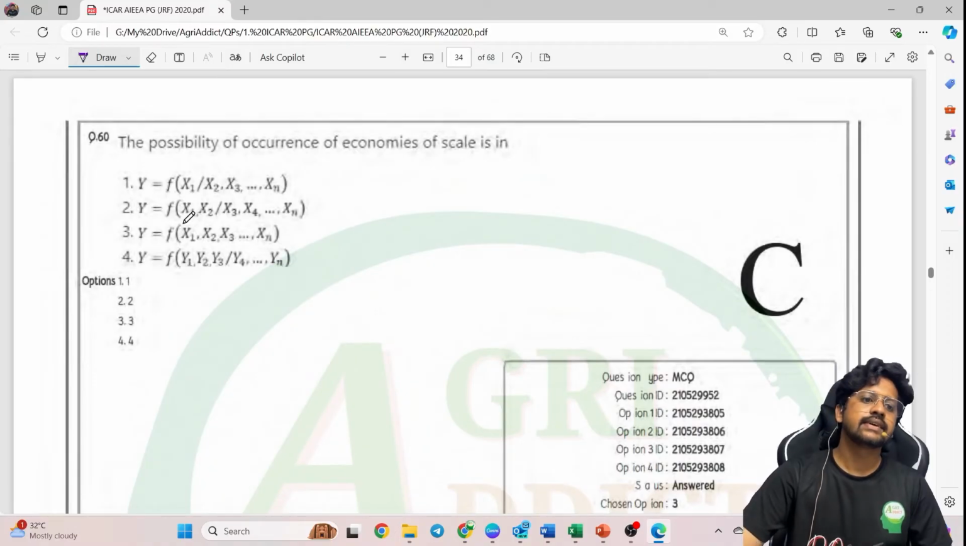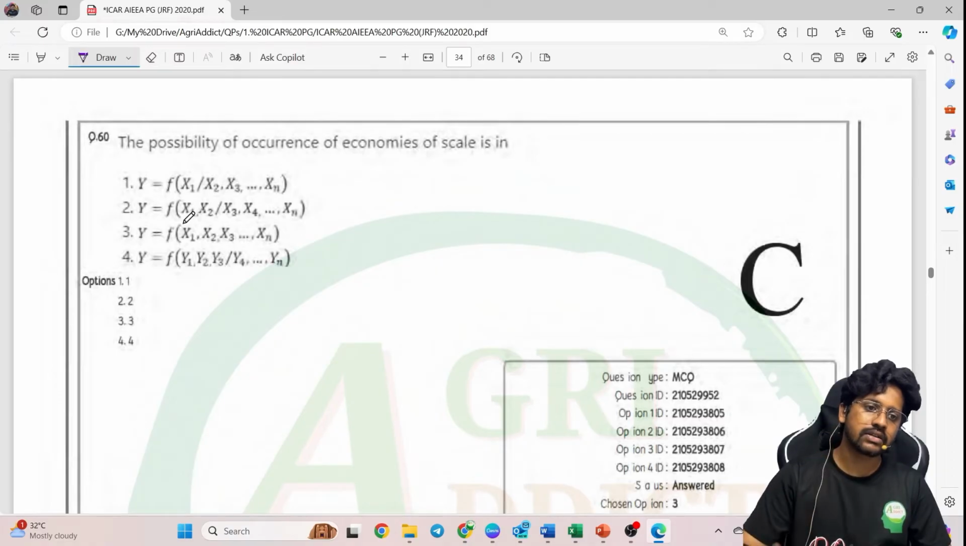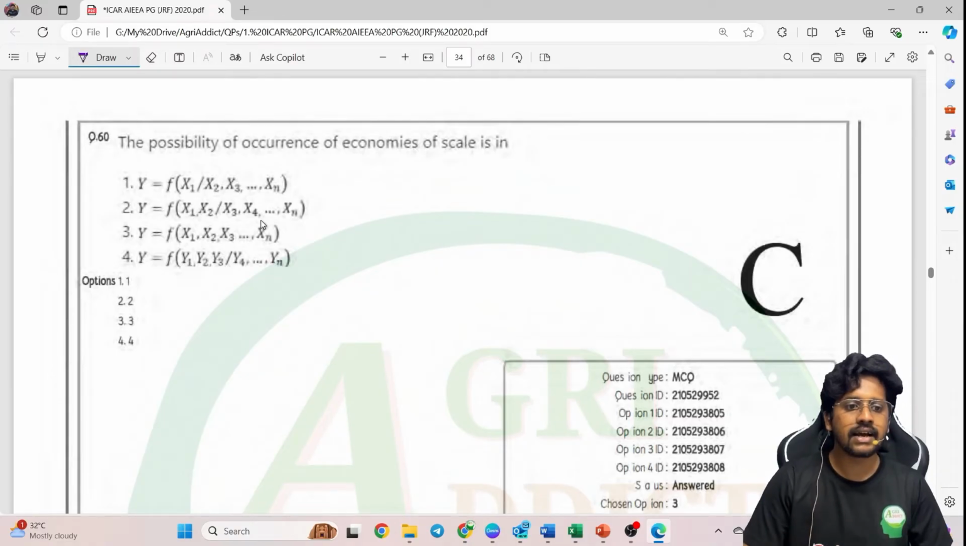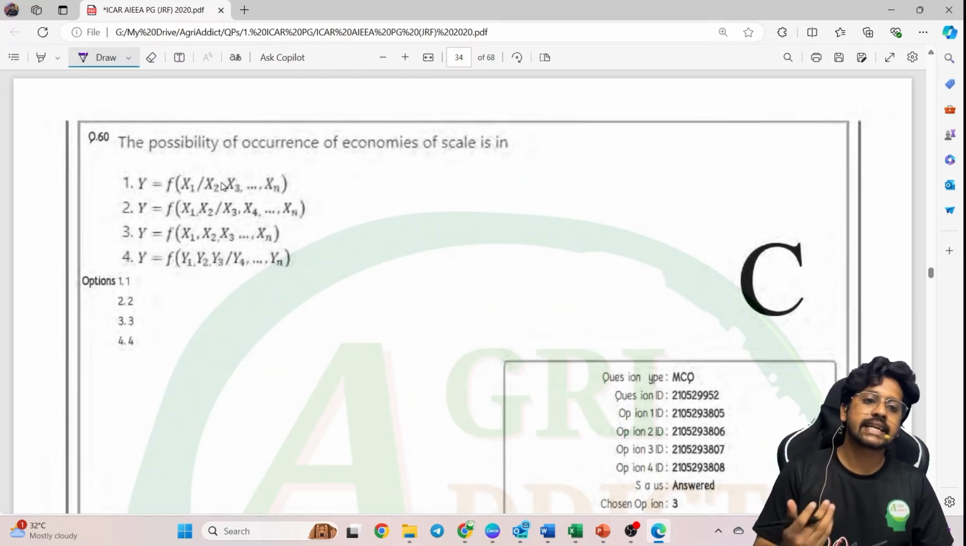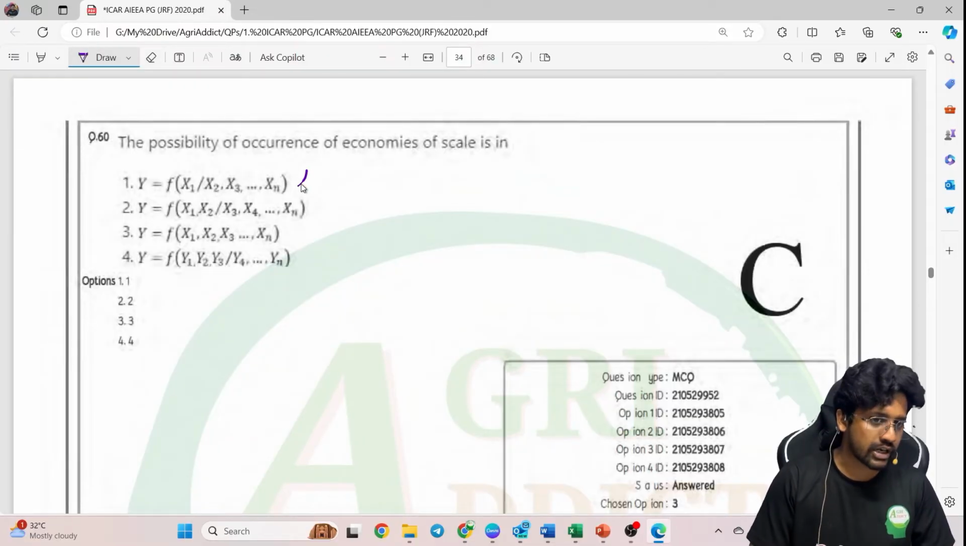The next question is question number 60. The possibility of occurrence of economies of scale is in. So here, as we have seen, the possibility of occurrence of economies of scale can be found where economies of scale is a long run concept, right? In the first option, y is a function of x1, which is a variable factor. At the same time, x2, x3, etc., xn, all those variables are fixed. So it is a short run production function.